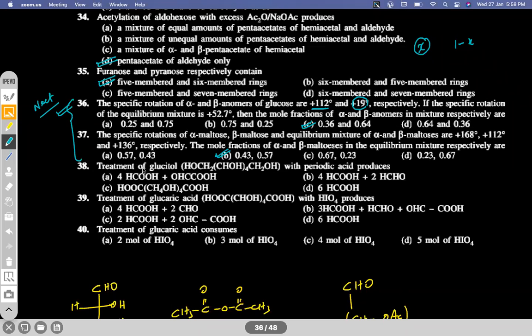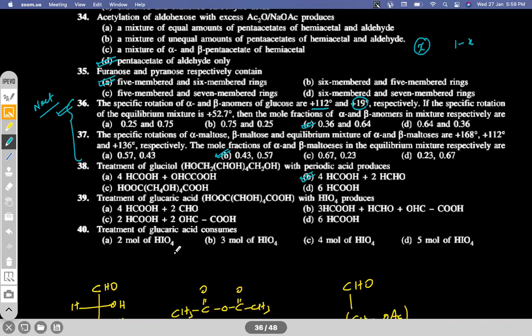Okay, treatment of glucitol with periodic acid. Just now we did glucitol with periodic acid. What happens in this? CH2OH, CHOH, and CH2OH. So all these bonds, you continue to break this bond, you need to break this bond, and it forms HCHO with this, HCHO with this, and 4 CHOH convert into HCOOH. 2 HCHO formaldehyde and 4 HCOOH, option B is correct, we are getting.